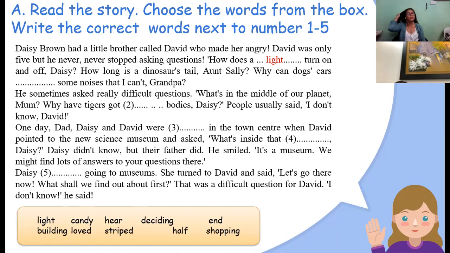Okay. So this is about Daisy Brown. Daisy Brown had a little brother called David, who made her angry. David was only 5, but he never, never stopped asking questions. How does a light turn on and off, Daisy? How long is a dinosaur's tail, Aunt Sally? Why can't dogs' ears hear some noises that I can't, Grandpa? These are the questions of David, the little brother of Daisy.